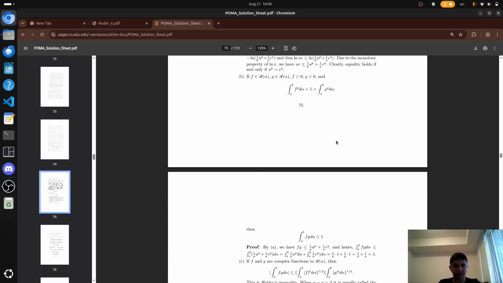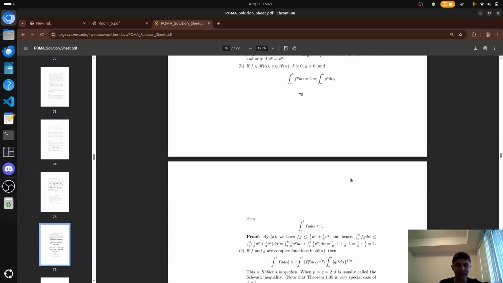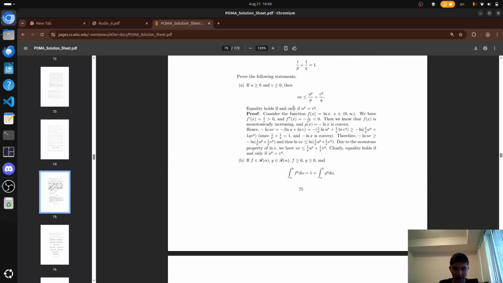Now, the second part is that if f is in R alpha and g is in R alpha, f is greater than 0 and g greater than 0, and the integral from a to b of f to the p d alpha is equal to 1, and the integral from a to b of g to the q d alpha is equal to 1, then the integral from a to b of f g d alpha is less than or equal to 1. And how we do this is we actually use this property that we just proved over here.